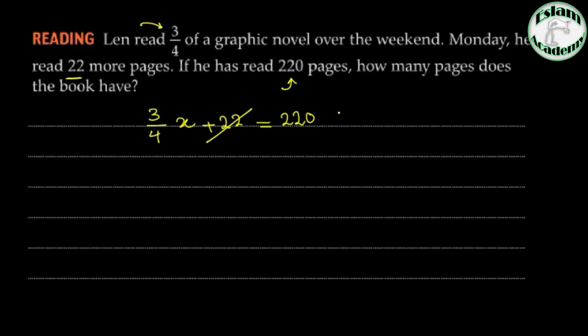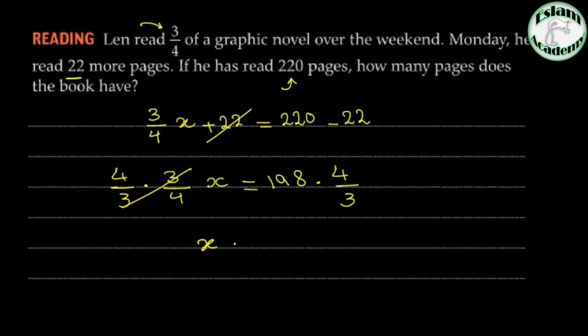Now we need to solve by subtracting 22. So 3/4 x is equal to 198. Then multiply by the reciprocal, which is 4/3 times 4/3. Then x equals 264 pages.